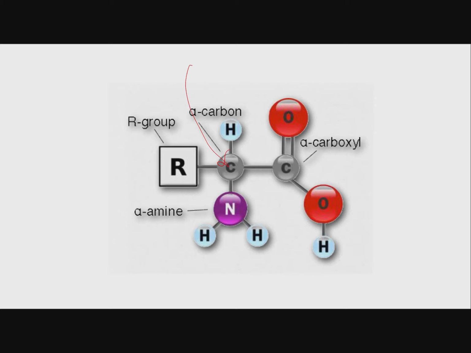The alpha carbon, carboxyl, and amino groups are common to all amino acids, so the R group is the only unique feature to each individual amino acid. A minor exception to this is the structure of proline, which at the end of the R group is actually attached to the amine nitrogen.